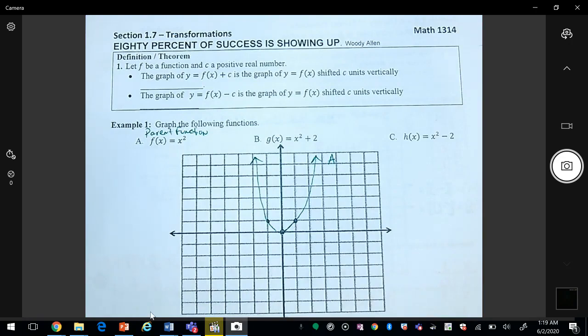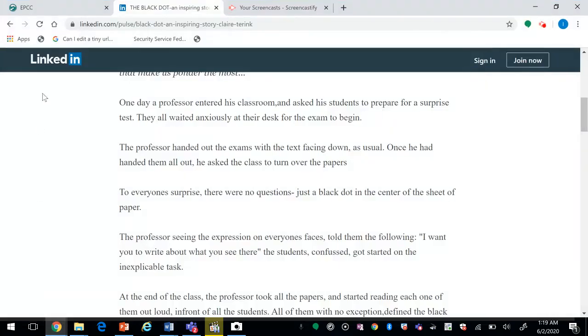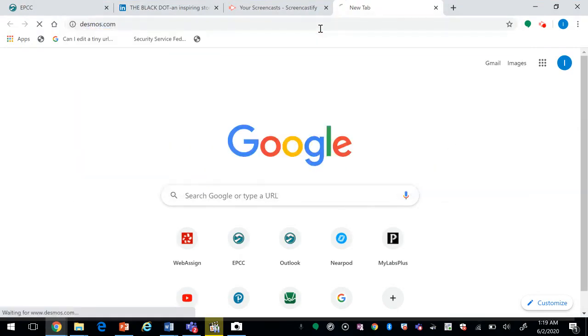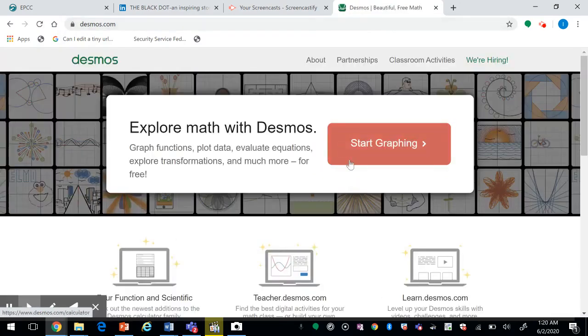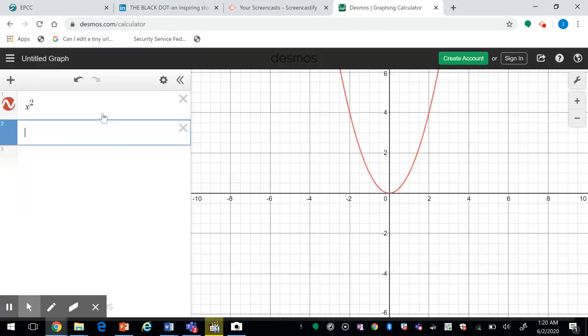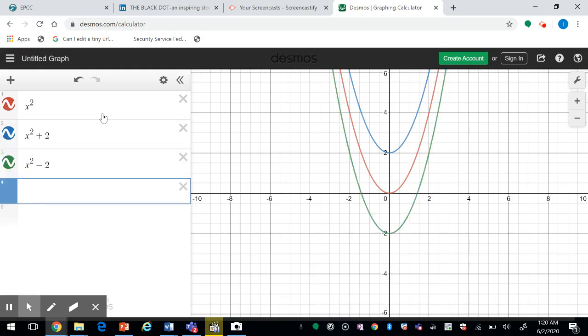And then I'm going to use Desmos to help us see the other graphs. So notice what happens when I click on Start Graphing. I enter x squared, that's the parent function. And then we're going to be adding a plus 2. And notice that the graph shifts up 2 units. And if we subtract 2, then the graph will shift down 2 units.